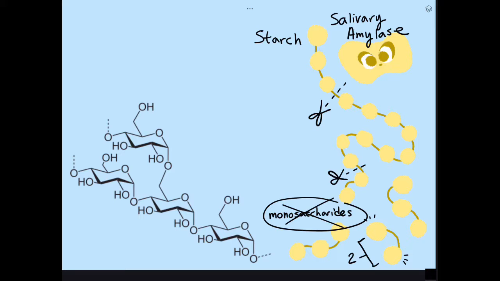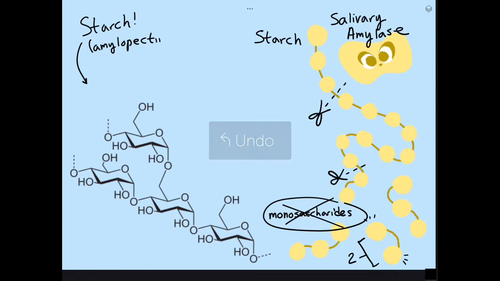All digestion to monosaccharides is going to happen in the intestines. So let's talk a little bit about the actual structure of starch, because I think it's pretty interesting. What I have here is a type of starch called amylopectin, which is actually found in plants. But to the best of my knowledge, this should also apply to starch in humans, like glycogen.